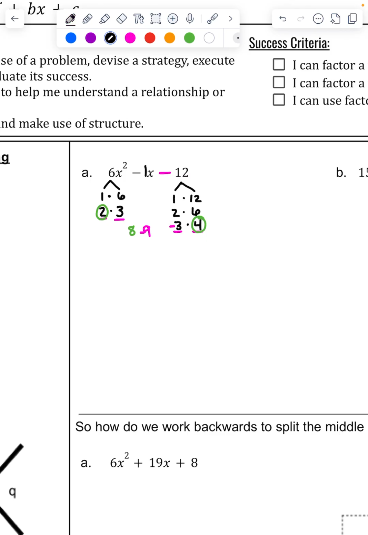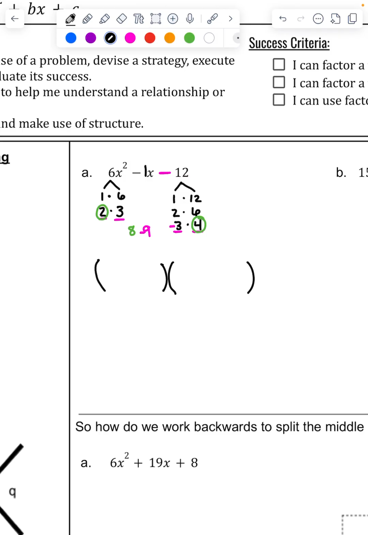Now, once I have my combination of factors that will get me there, I'm going to do my parentheses. My terms that are with my 6, the 2 and the 3, those have to be the first part of my binomials, okay?